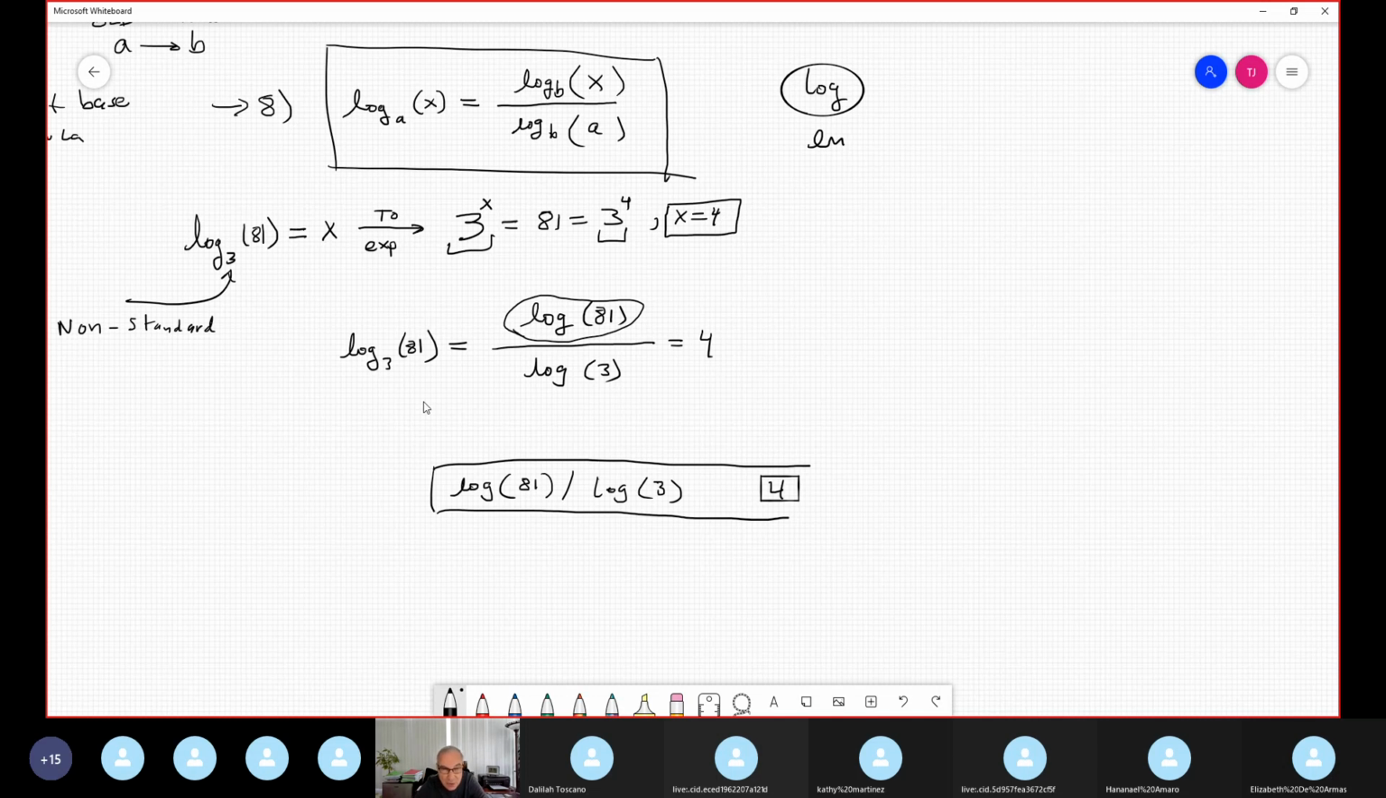Okay, I have a question. Suppose one student says, Professor, okay, I understand that. However, I can compute the same thing using a natural logarithm, like that: ln of 81 divided by ln of 3. Come on, try in your own calculator, please. Come on, try.